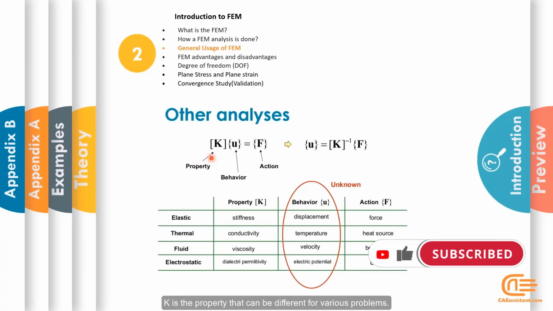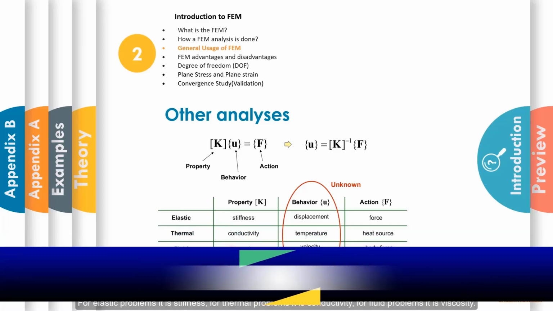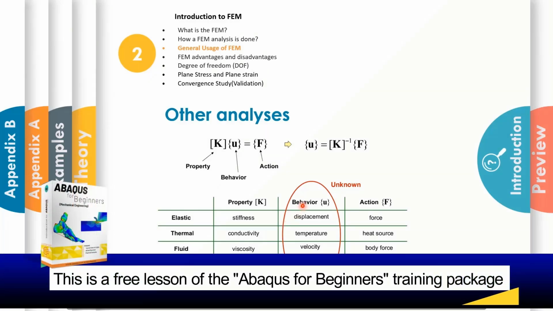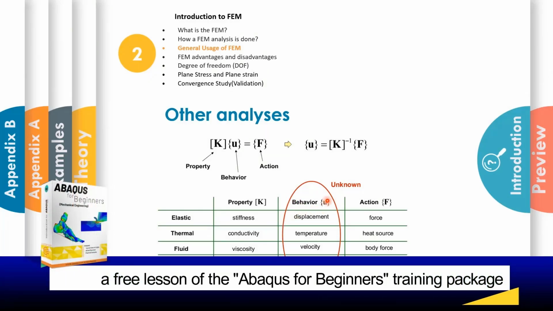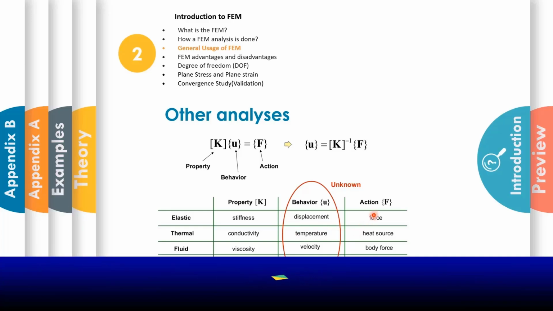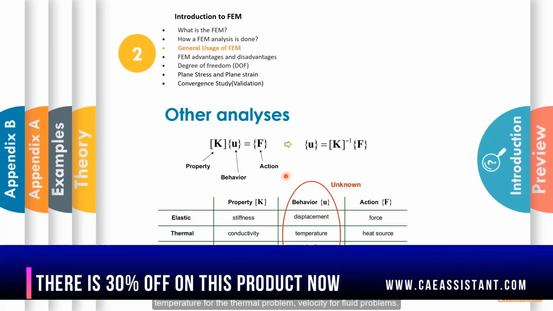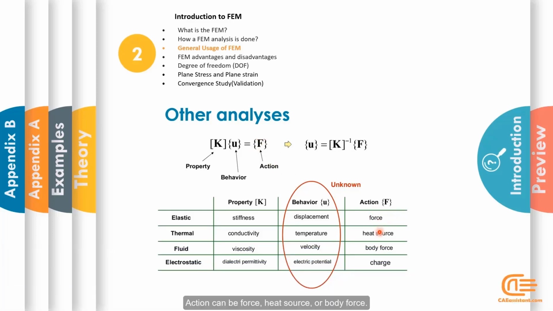K is the property that can be different for various problems. For elastic problems, it is stiffness. For thermal problems, it is conductivity. For fluid problems, it is viscosity. U is the behavior of the material, which can be a degree of freedom. For the elastic problem, it is displacement. Temperature for the thermal problem. Velocity for fluid problems. F, the action, can be force, heat source, or body force.